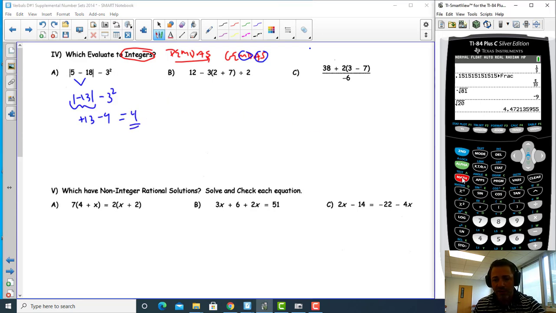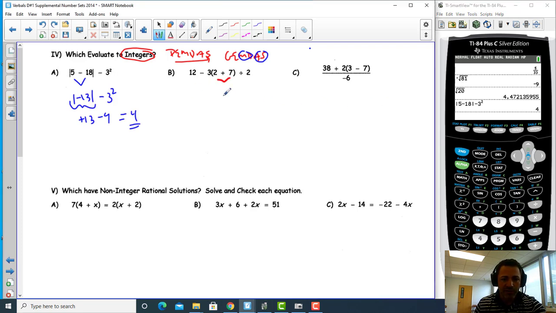That can be done on your calculator. If you went to math, scroll to the second tab, the very first selection is absolute value, and you could type in 5 less 18. You could scroll out of the absolute value bars. You could complete the expression by subtracting 3 squared, and we should get the same value that you and I just determined, 4. For letter B, we'd have to work inside the grouped quantity first, according to PEMDAS.